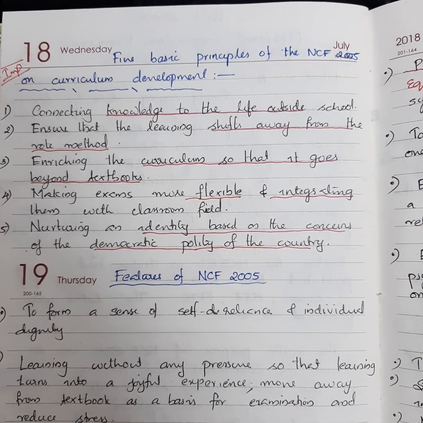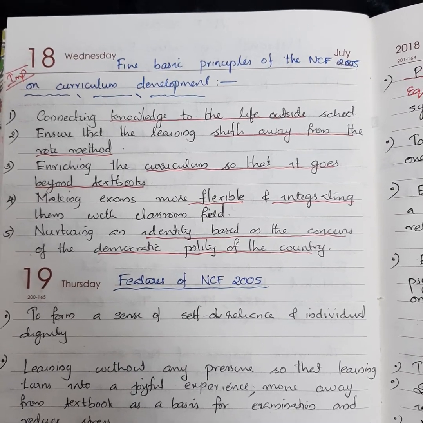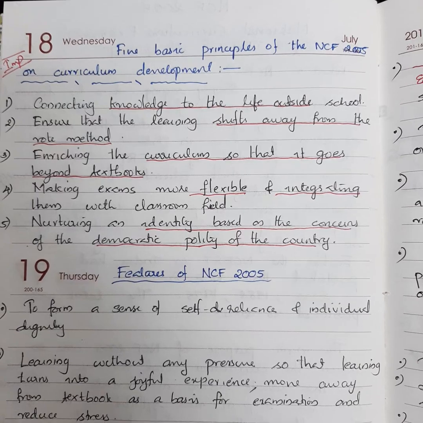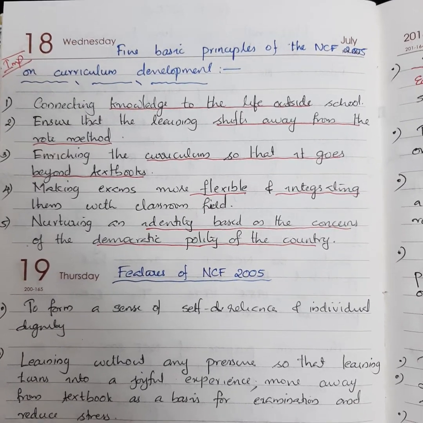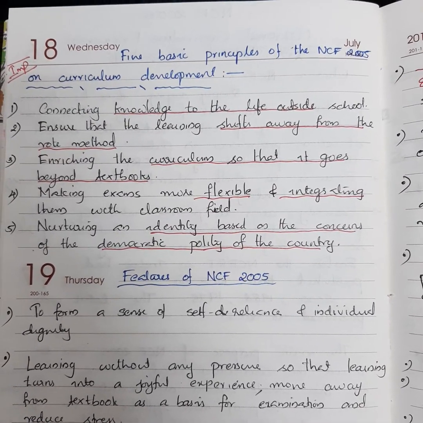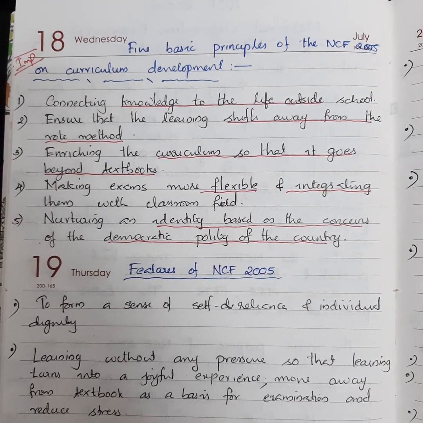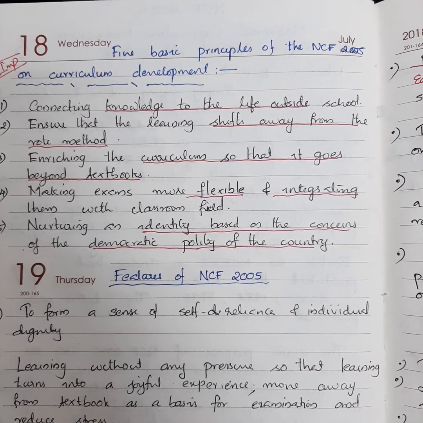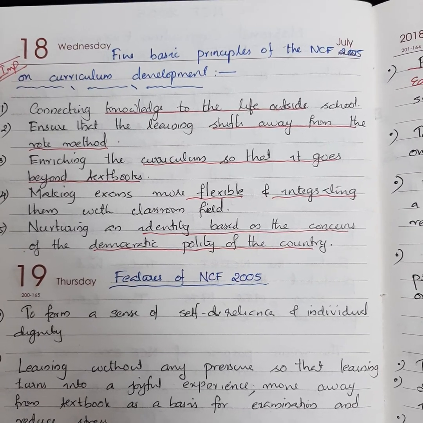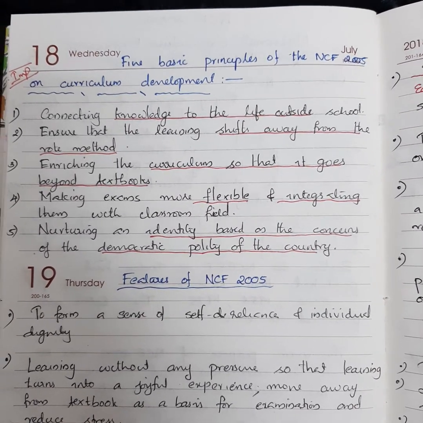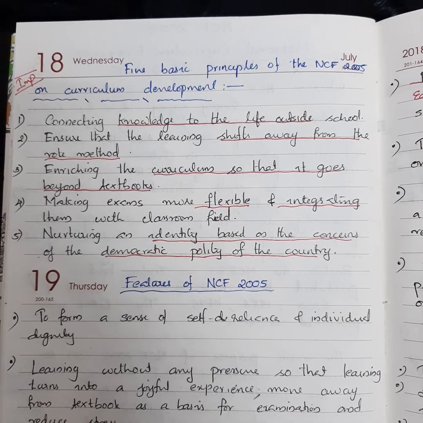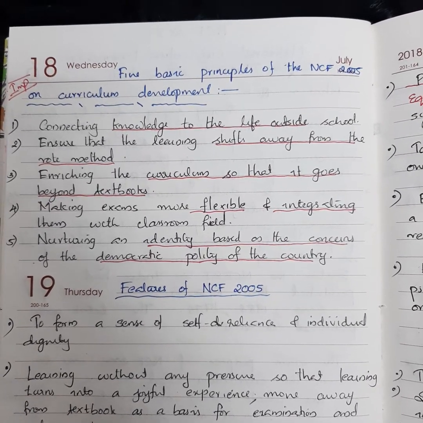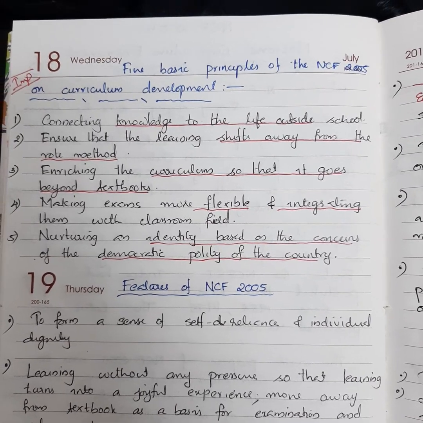Third one is enriching the curriculum so that it goes beyond the textbook. Fourth one is making exams more flexible and integrating them with classroom life. Fifth one is nurturing an identity based on concerns of the democratic polity of the country. These are the 5 basic principles mentioned in the NCF 2005.